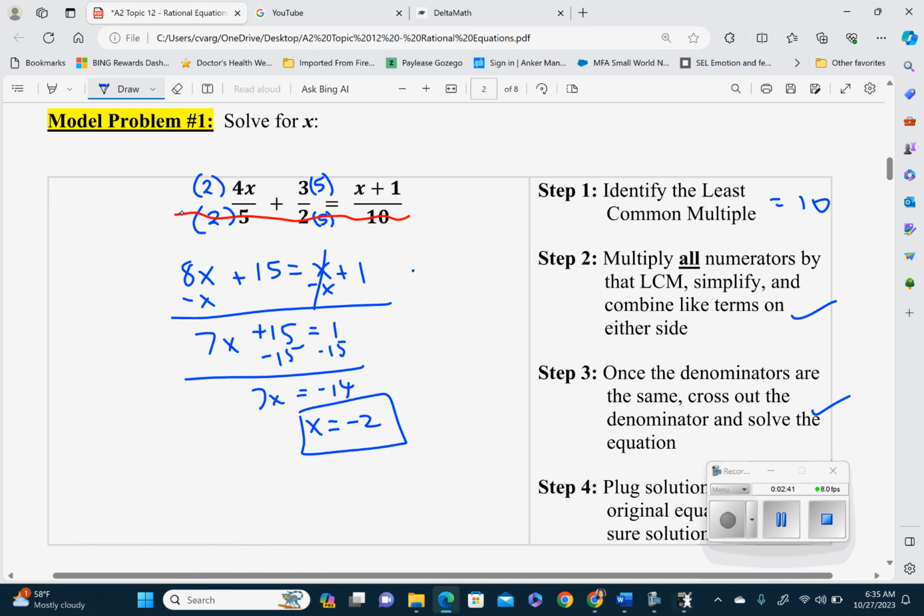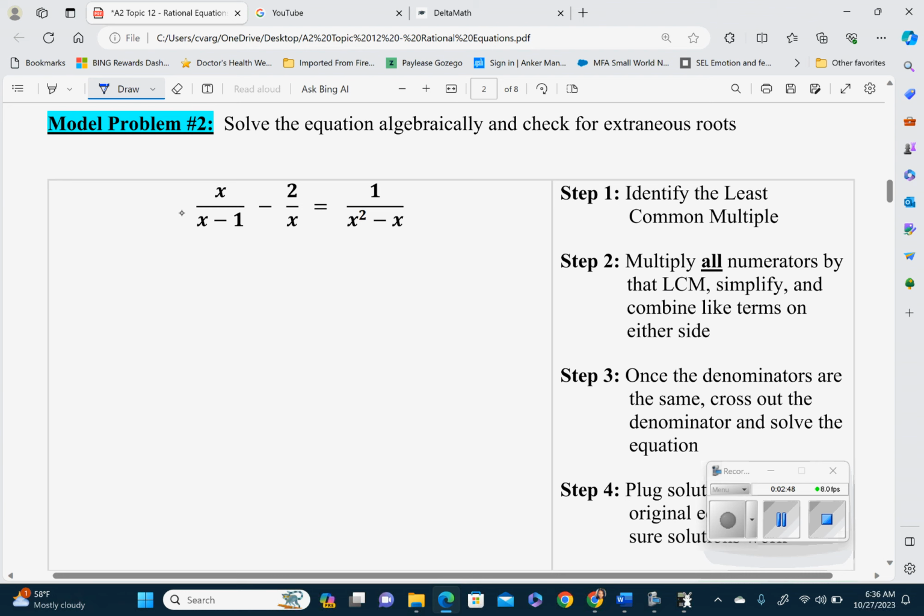Model problem number 2. So we have to get a least common multiple, so same thing, right? I have an x minus 1 here. They are married together. Then I have an x that's chilling by itself. That is not the same thing as x minus 1. I cannot just do minus 1 because this is multiplication.